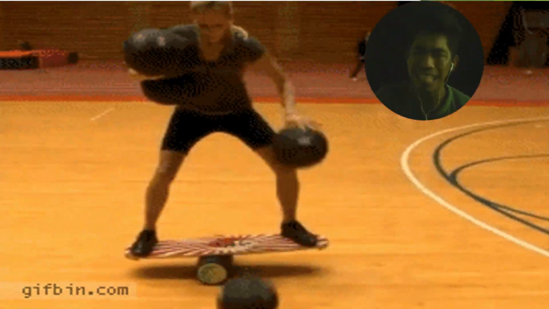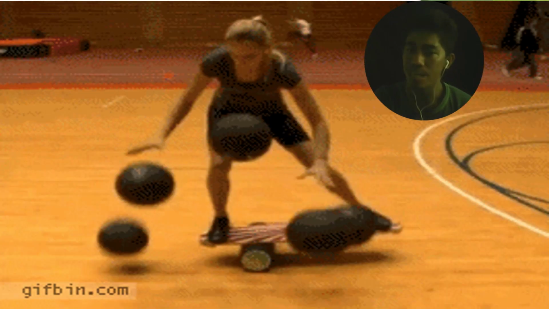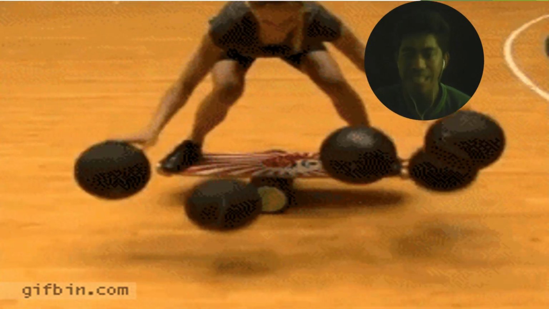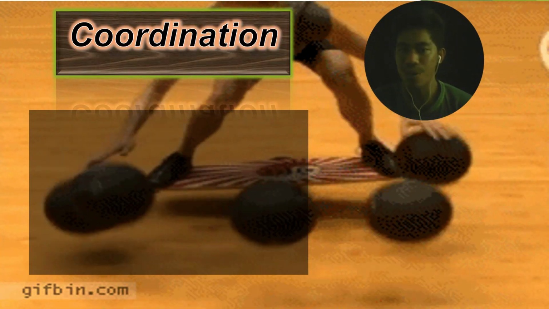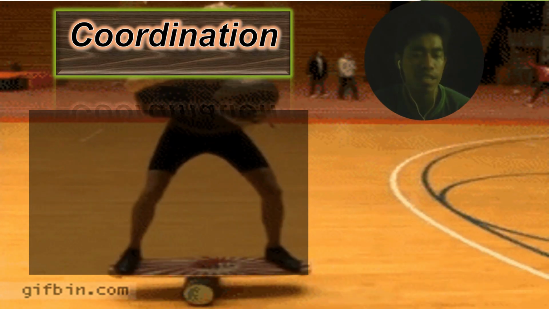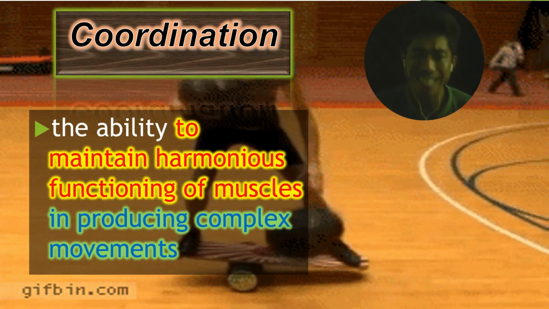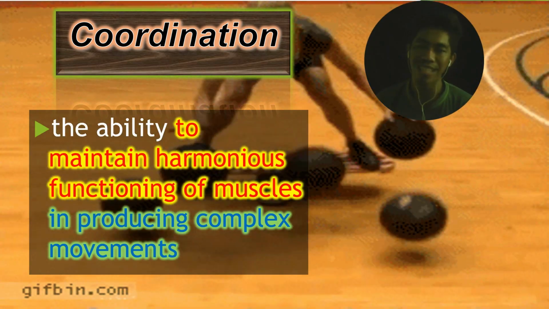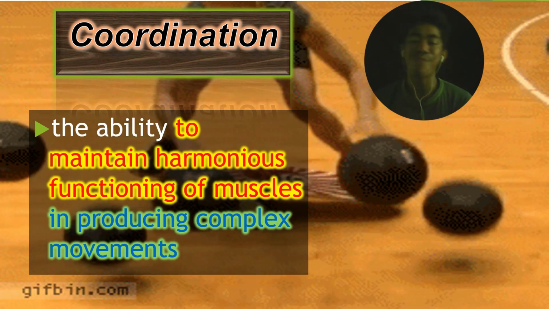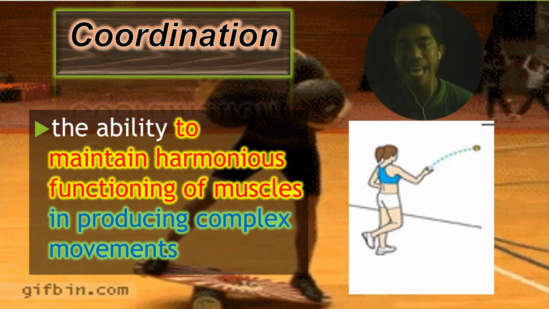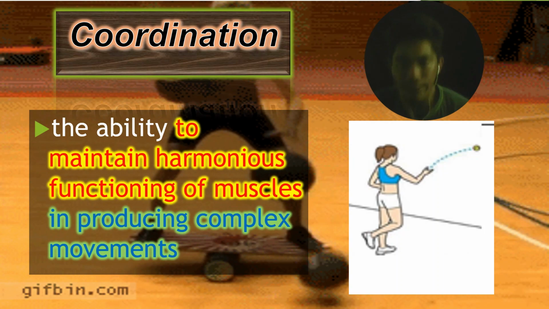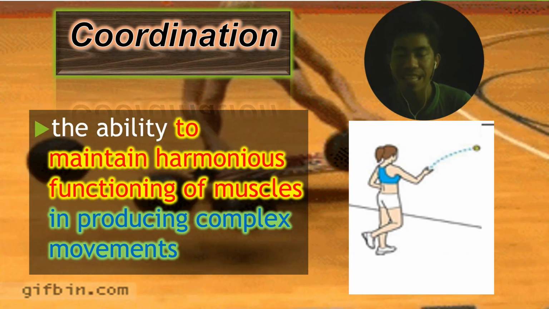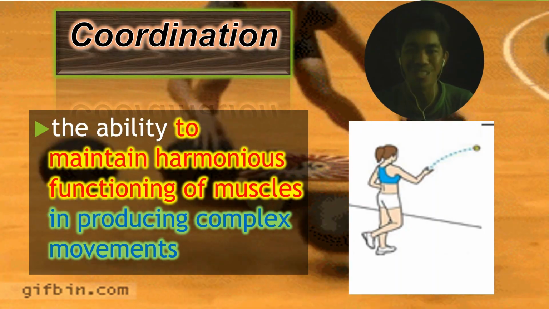What do you think is the next one? The woman is holding the ball, having balance and holding different poses. This is coordination, the coordination of different body parts. What really is coordination? This is the ability to maintain harmonious functioning of the muscles in producing complex movements. Example for that one, here her feet are doing something and her hands are doing different things, dribbling many balls.